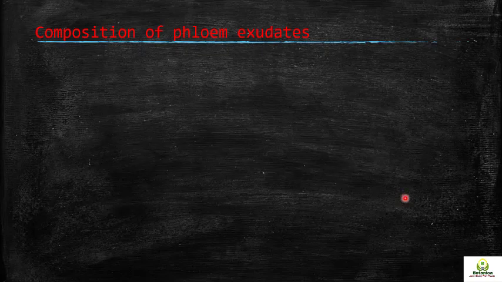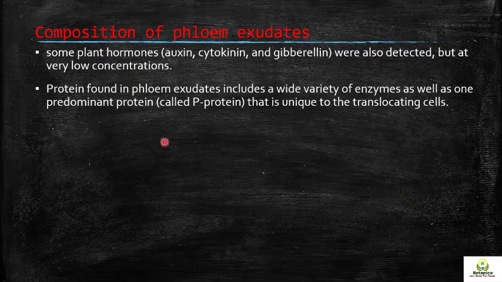Some plant hormones are also transported along with that particular food molecule, like the auxins, cytokinins, and gibberellins. They were also detected, but in very minute amounts, as hormones are always produced in very minute amounts, but they are used to stimulate or initiate a response.